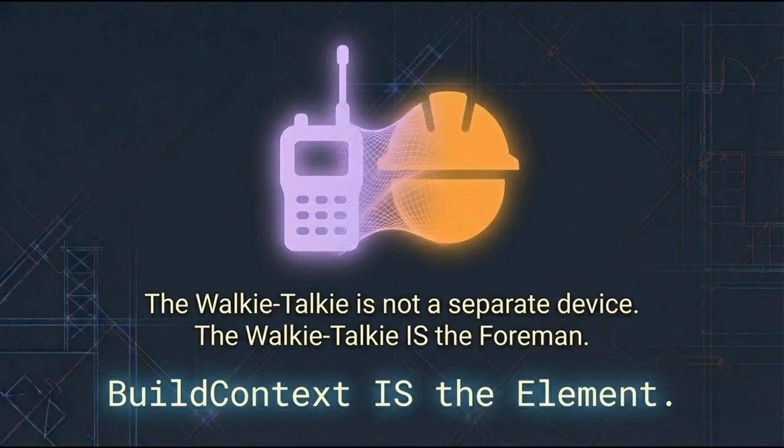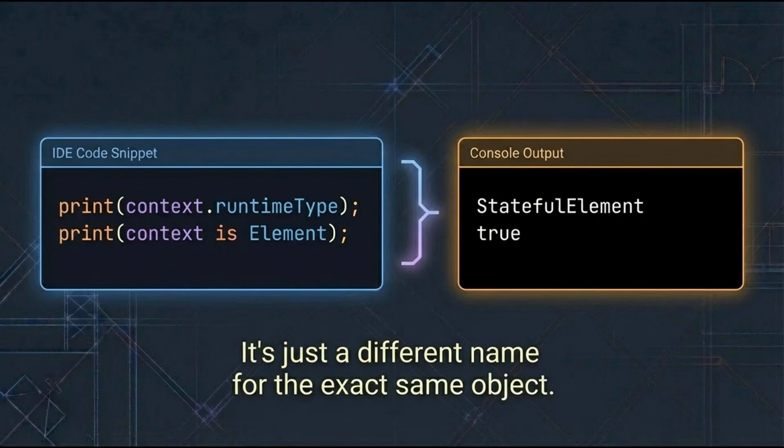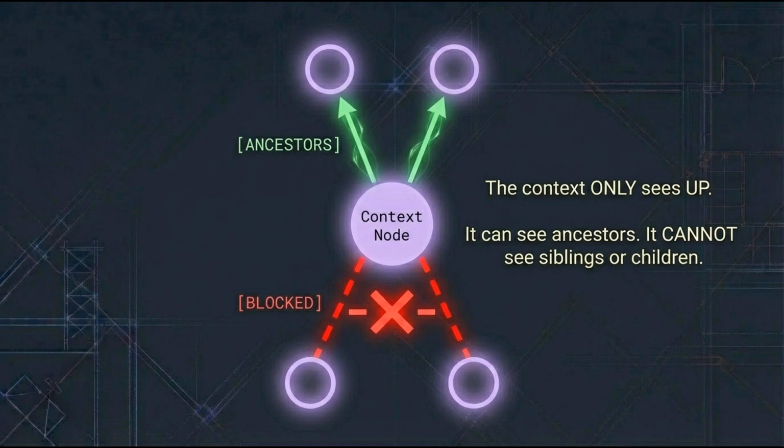The walkie-talkie is not a separate device. It is the foreman. BuildContext IS the Element. It's just a different name for the exact same object. When you print context.runtimeType, you get an Element. When you call an inherited widget, you're asking the foreman at this position to look up.